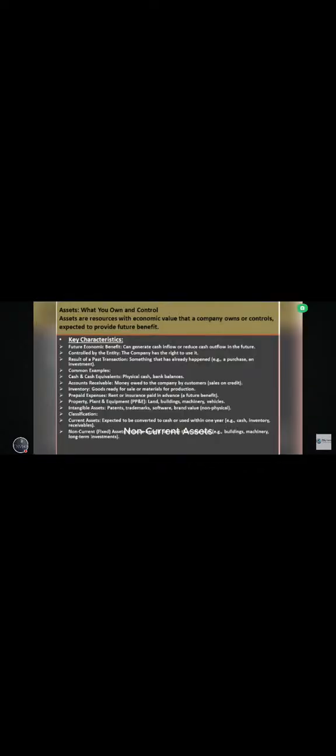Accountants like to classify assets into 2 main groups. Current assets are things expected to be converted into cash or used up within 1 year. This includes cash, inventory, and accounts receivable. Non-current assets, also called fixed assets, are things that provide value for more than 1 year, like your buildings, machinery, and long-term investments. So, assets are simply all the valuable resources the business controls.